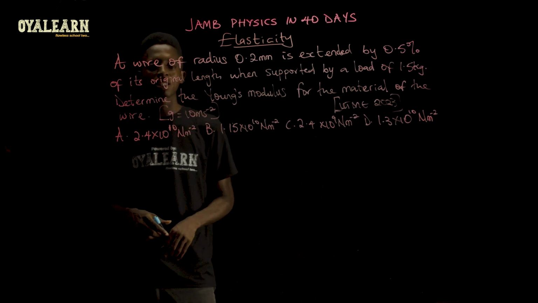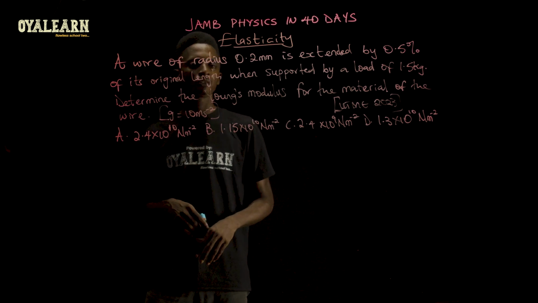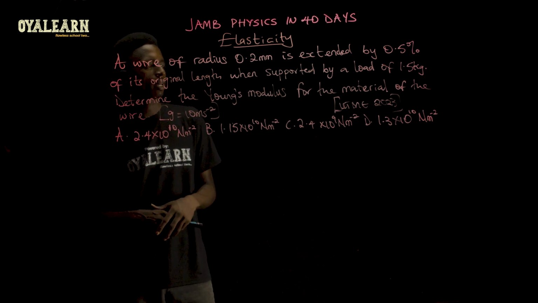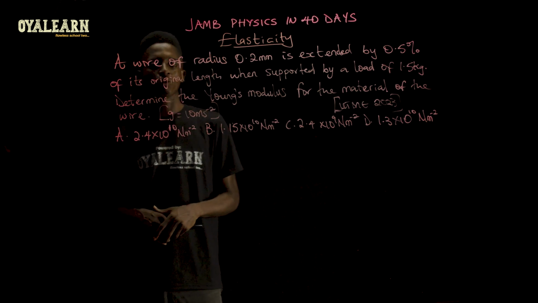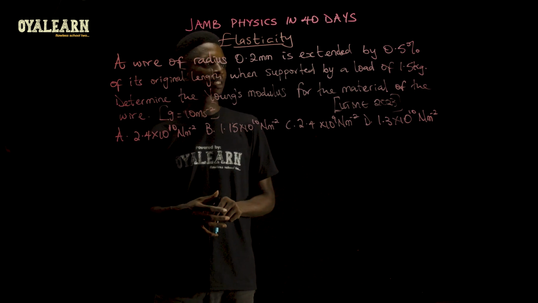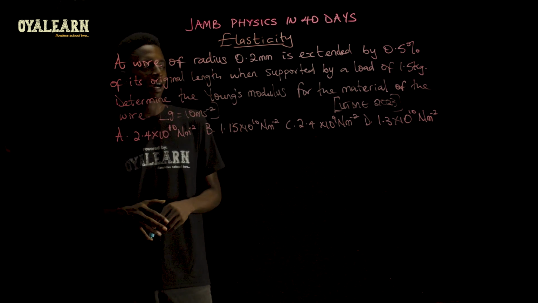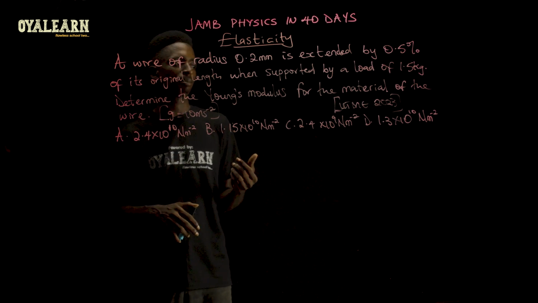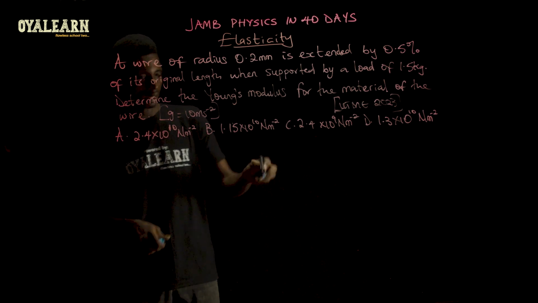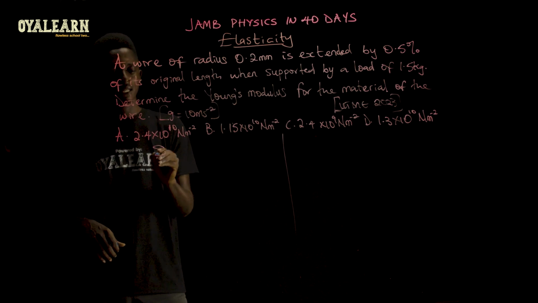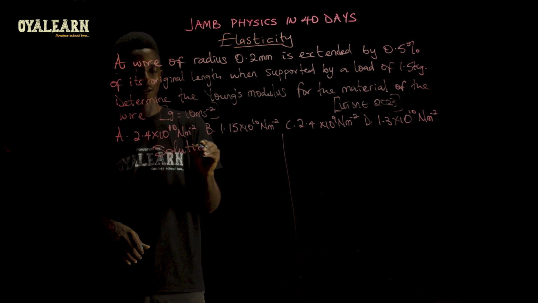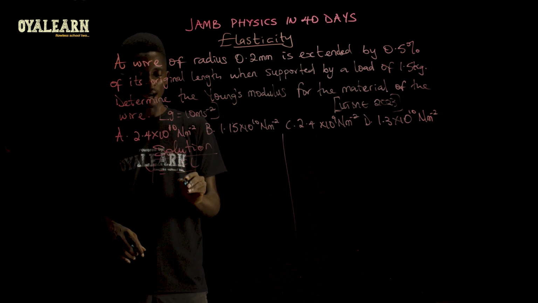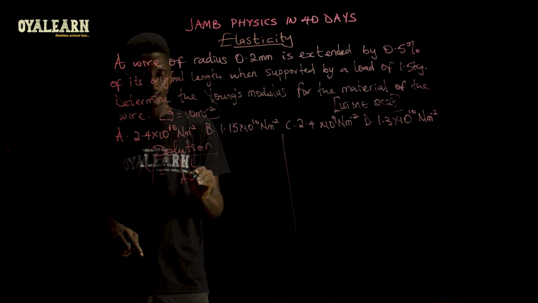This 2023 UTME question says, a wire of radius 0.2 millimeters is extended by 0.5% of its original length when supported by a load of 1.5 kilogram. Now determine the Young's modulus for the material of the wire. In this case, the equation we're going to be applying for Young's modulus is Y equals FL over AE.